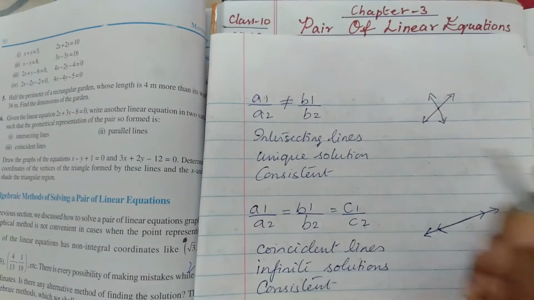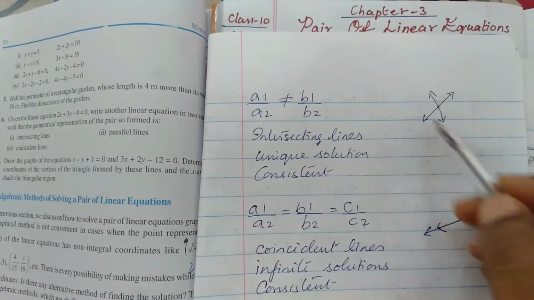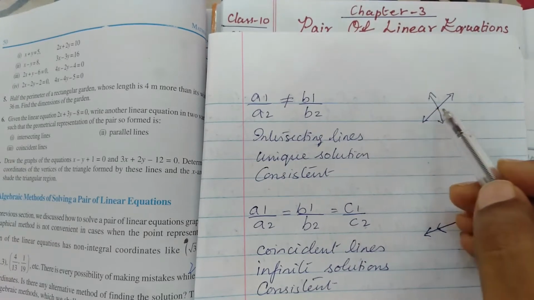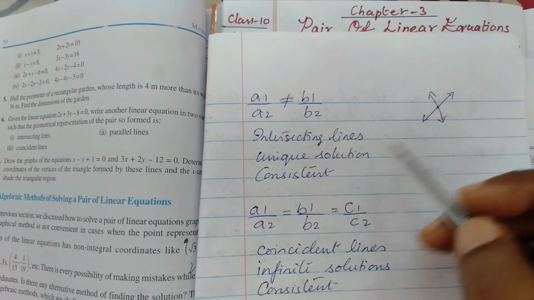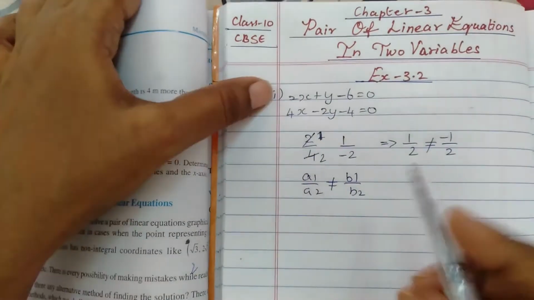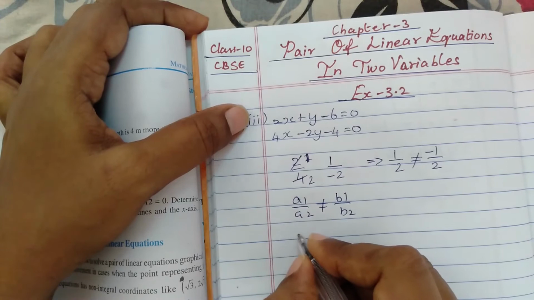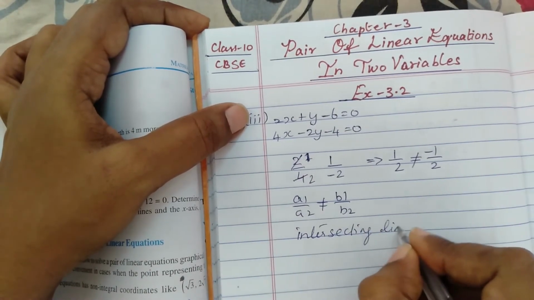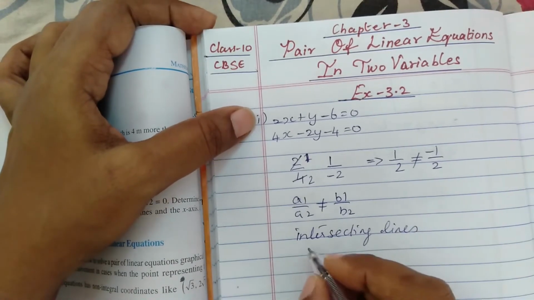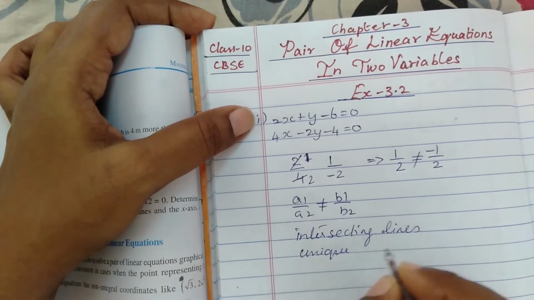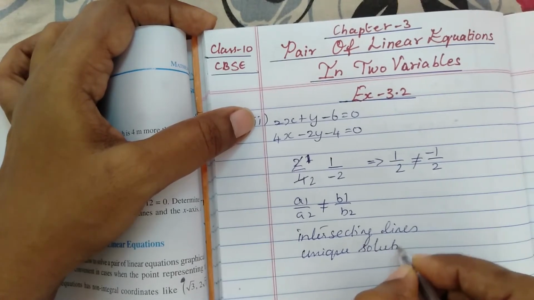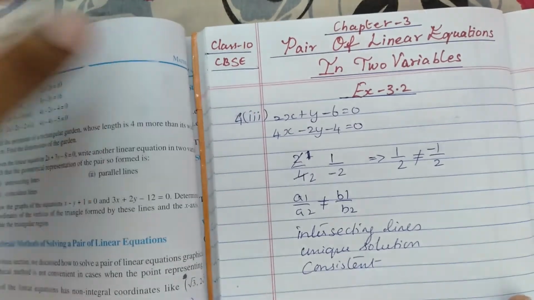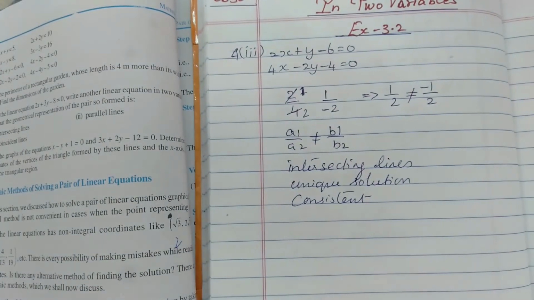So here it is. These kind of equations will give you intersecting lines. Where they meet is the solution. So they give you a unique solution here, and that's why they are consistent. So let's write it here. They will give you intersecting lines, they have a unique solution and they are consistent. So since they are consistent, we need to prove it on the graph also.